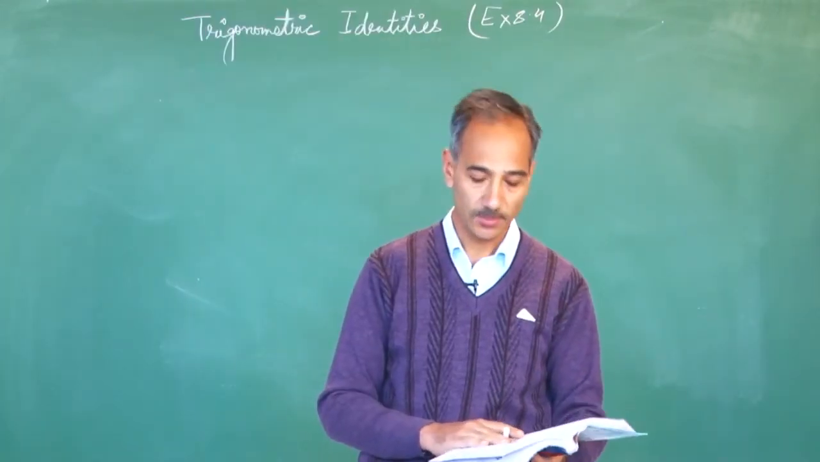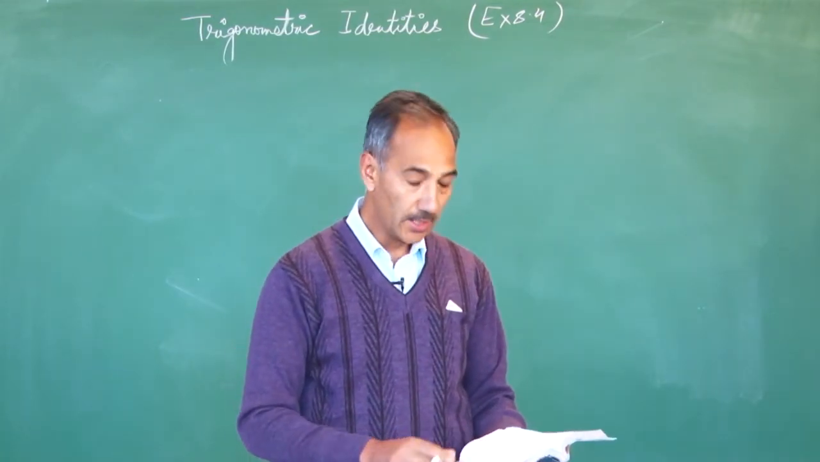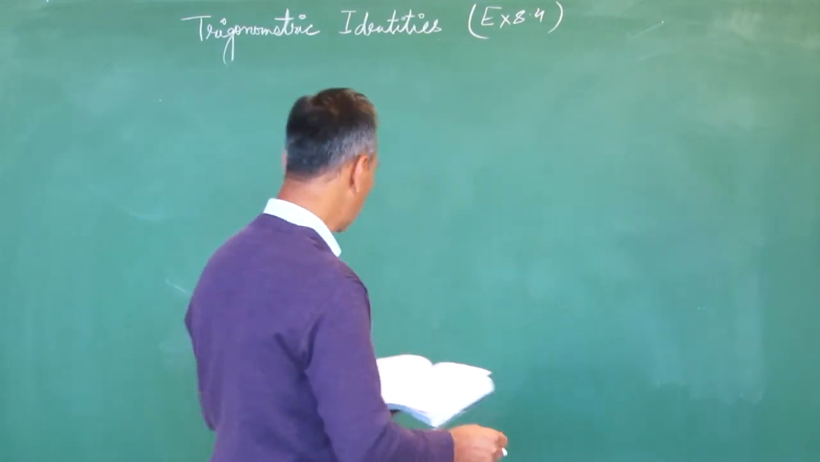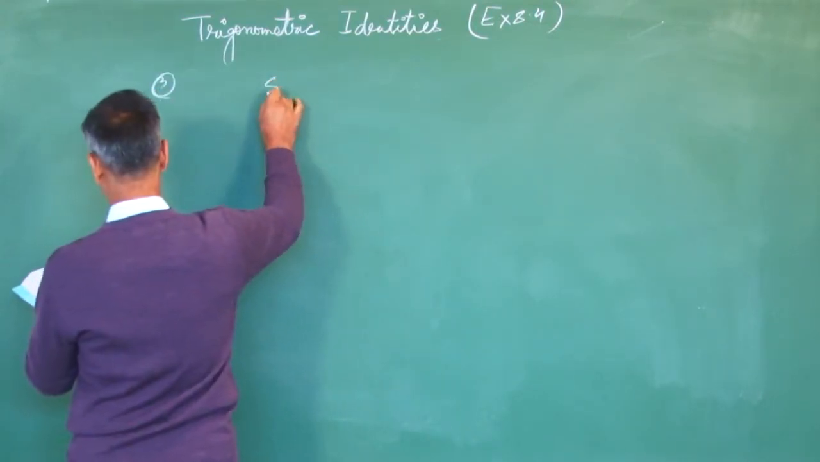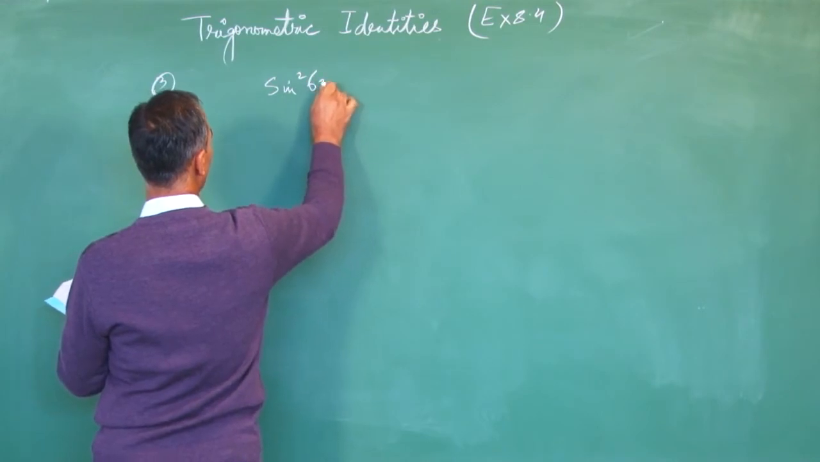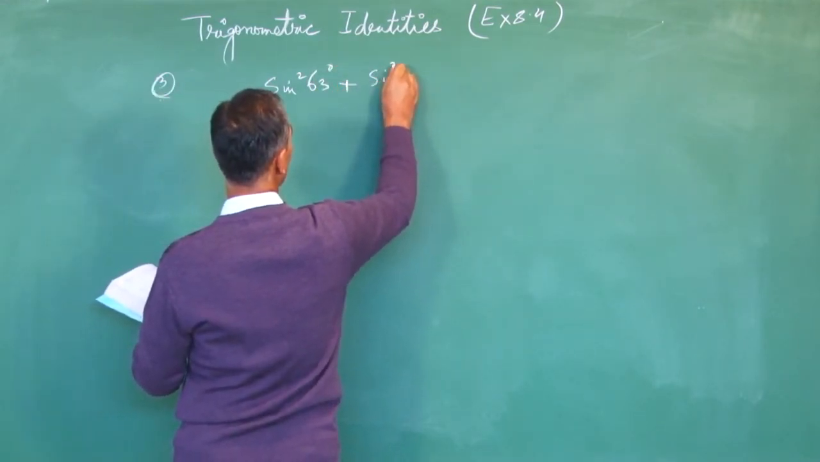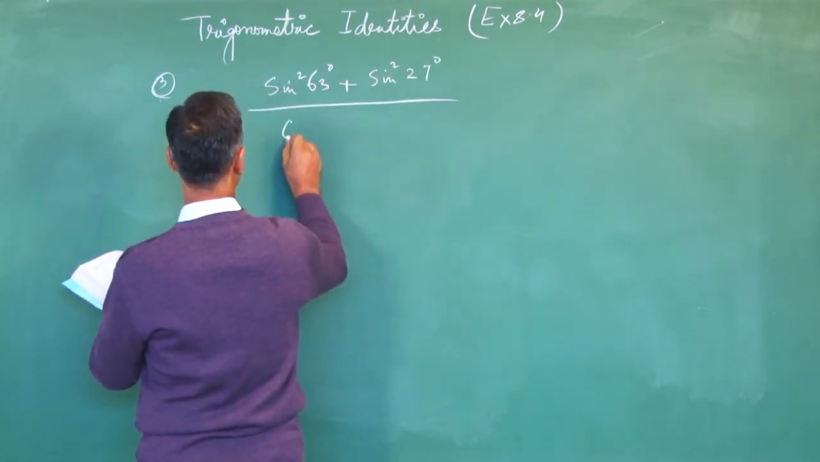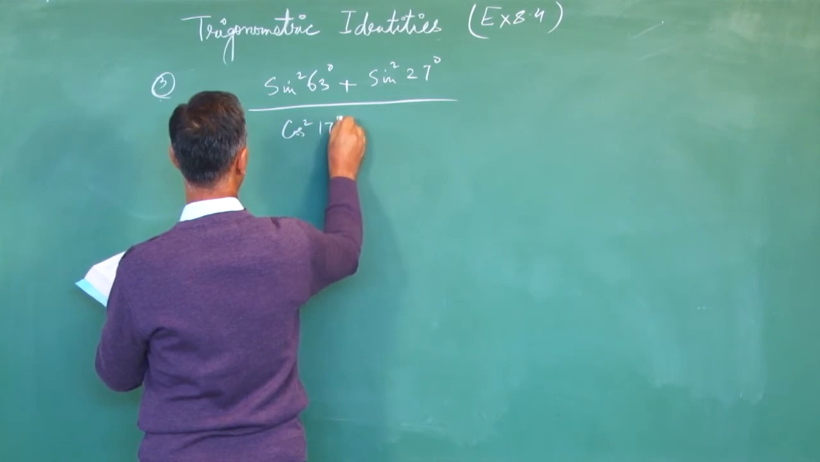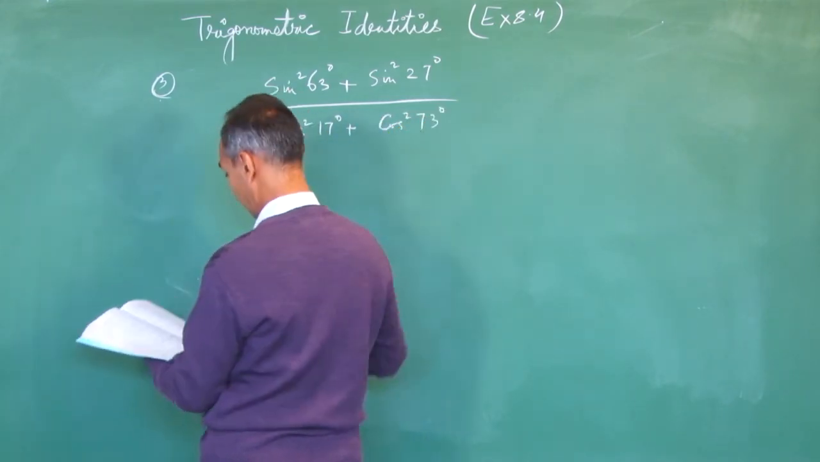Okay, that was question number 2. Let me move on to question number 3. We are asked to evaluate. Let me write the question. This is question number 3. Sine square 63 degrees plus sine square 27 degrees divided by cos square 17 degrees plus cos square 73 degrees.